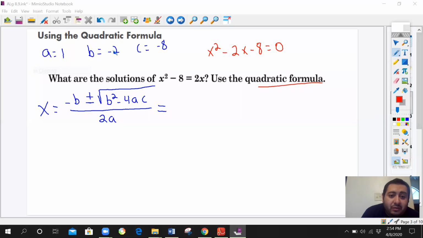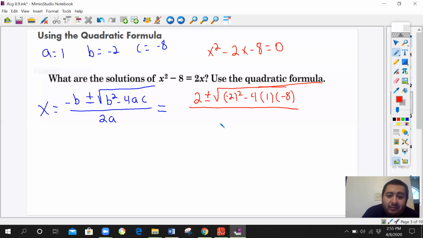So our b is negative 2. Notice we have a negative here, so negative negative 2 turns into a positive 2, plus or minus the square root. Now you have negative 2 squared minus 4, and your a is going to be 1, your c is going to be negative 8. All of this divided by 2 times your a, which is 1. All right? Just do things very, very slowly. Don't rush.